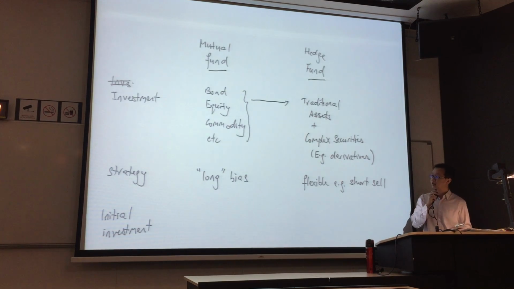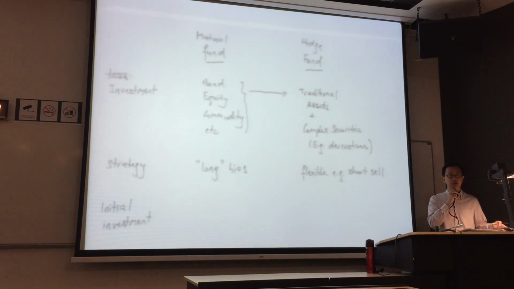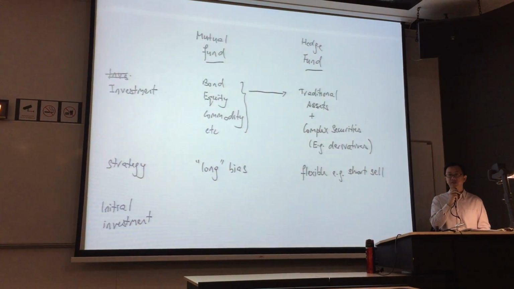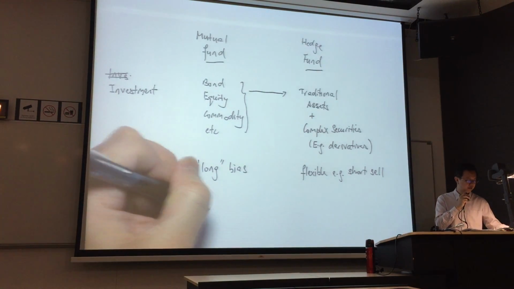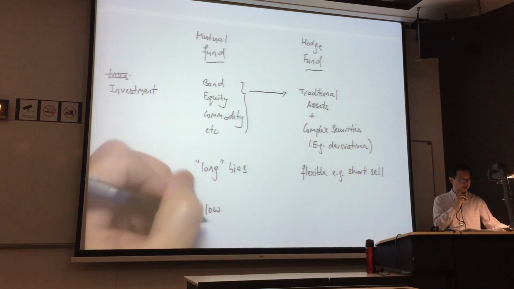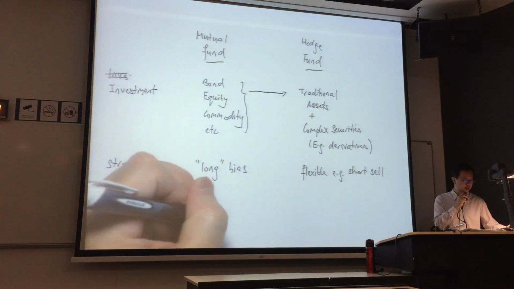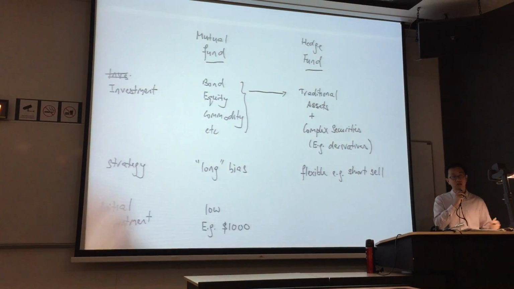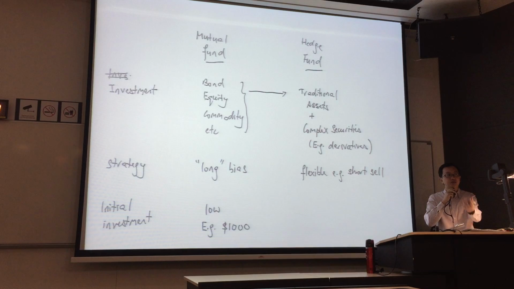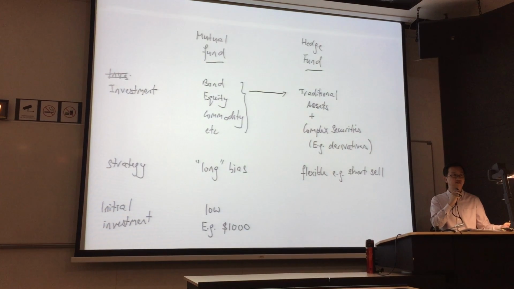the typical initial investment amount to start investing in a mutual fund is about $1,000. For example, if you want to invest in Singapore, a listed company, a mutual fund, the hurdle is not very high. You just have 1,000, you can subscribe to the fund. A very low hurdle. But when we talk about hedge fund, the initial investment is set very high.